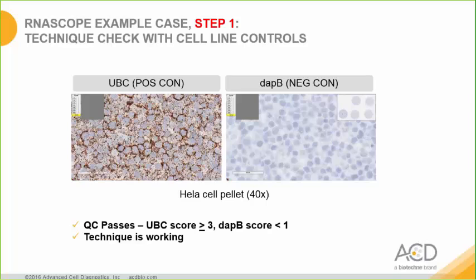The following RNAscope example case will go through the steps of the QC process. In this technique check, UBC was used as the positive control probe on the cell line. As UBC has a moderate to high expression level, in order for a sample to pass, it must score at least a 3. So most cells must have at least 10 dots, which this cell line does. Also, the negative control has no staining, so the technique is good.